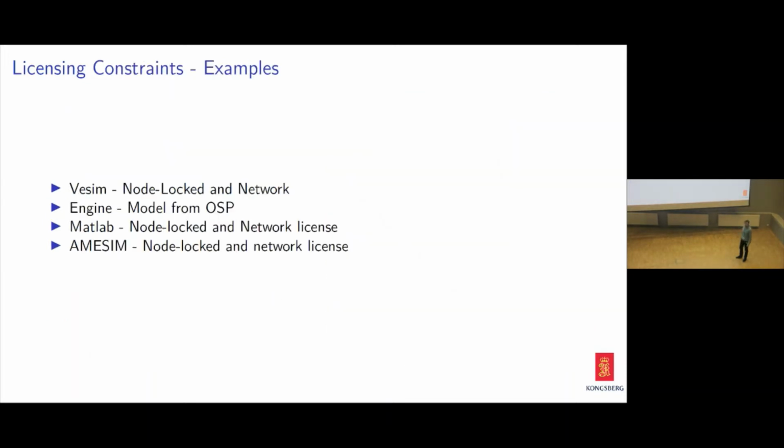Some examples: VSim has node locked and network licenses. You have to tell me if I'm wrong, but I think it has. We had an engine model in OSP that had a time limited license, so now we can't use it anymore. Both MATLAB and AimSim have node locked and network licenses, which makes them a bit more complicated to run. I think MATLAB has solved it by now, so that you can actually export self-contained FMUs. AimSim has not.